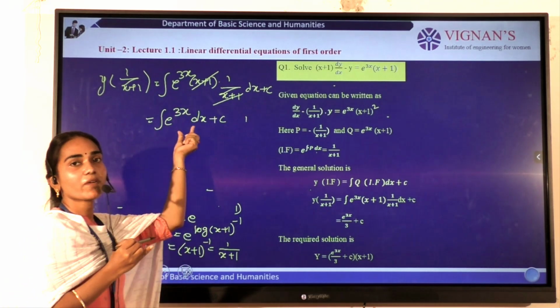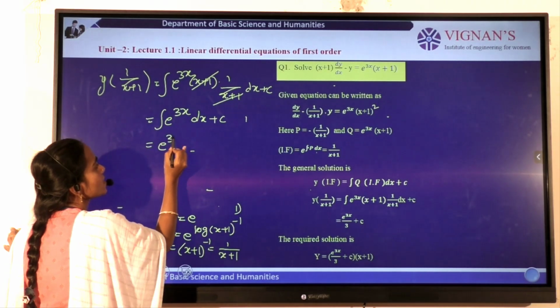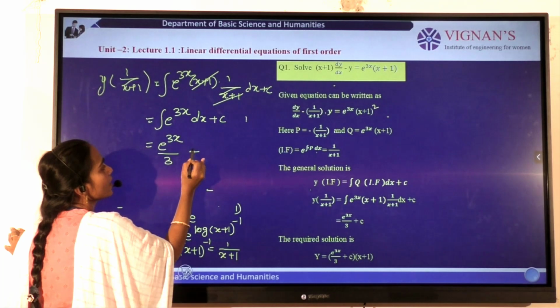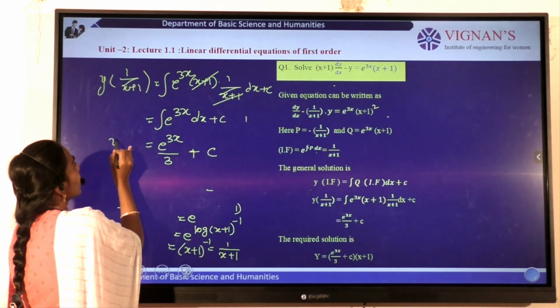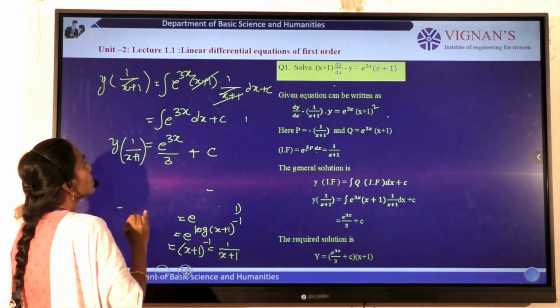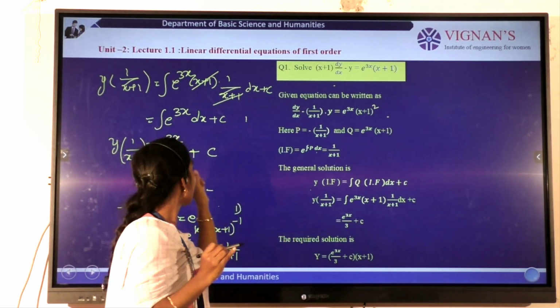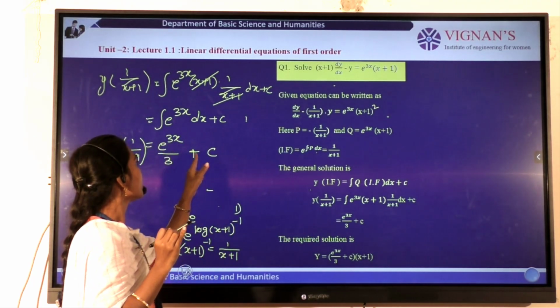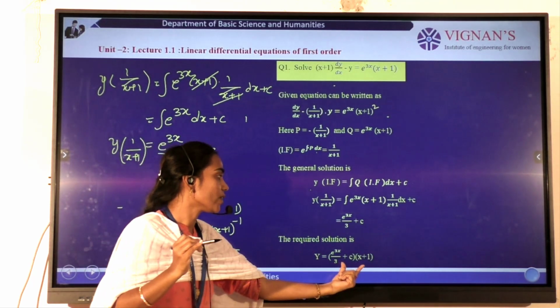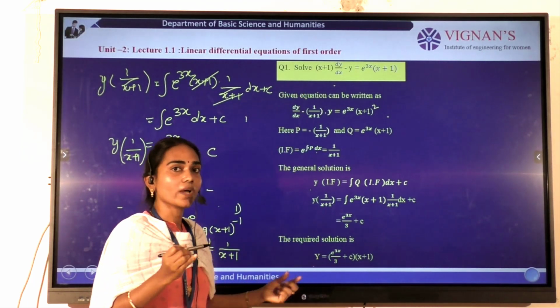When x plus 1 cancel, we have integral e power 3x into dx plus c. What is the integral e power ax formula? e power ax by a. So integral e power 3x is e power 3x by 3 plus c. So the left hand side part is y into 1 by x plus 1. After multiplying with x plus 1, we have y is equal to e power 3x by 3 plus c into x plus 1, which is the solution of the given differential equation in y.